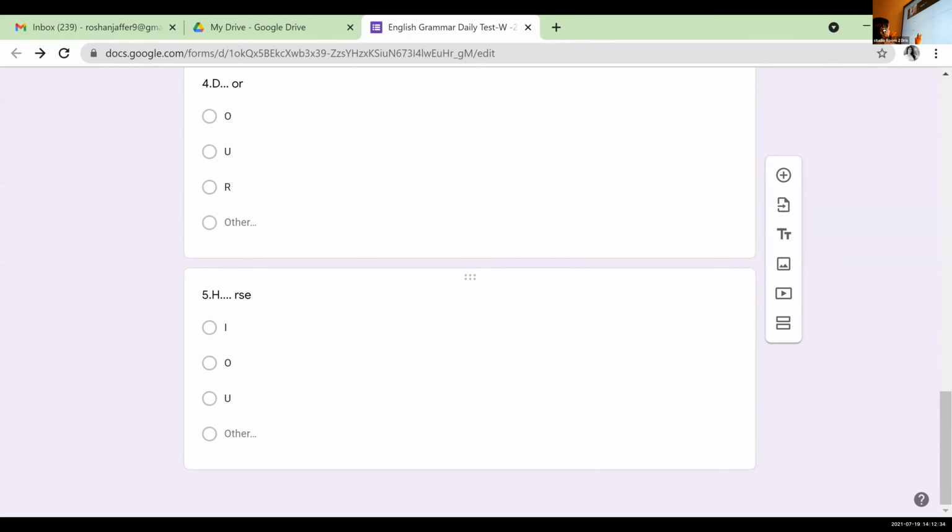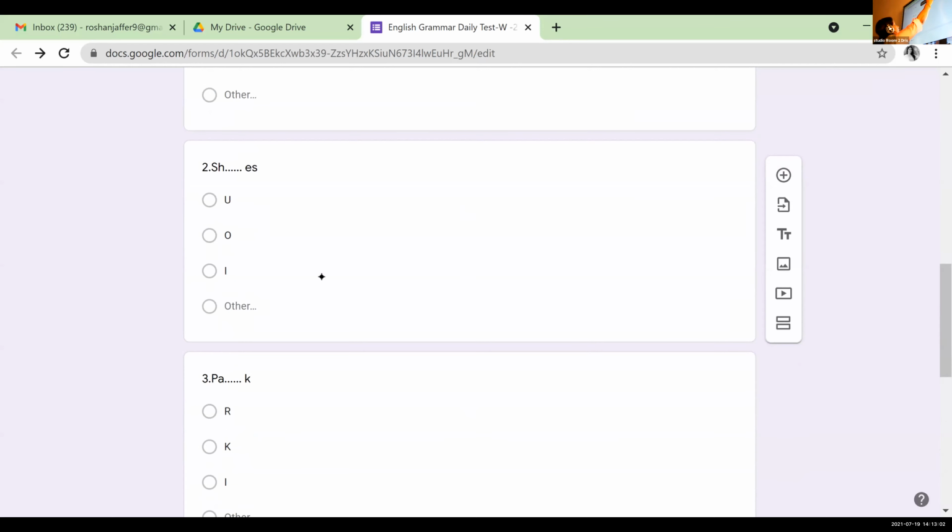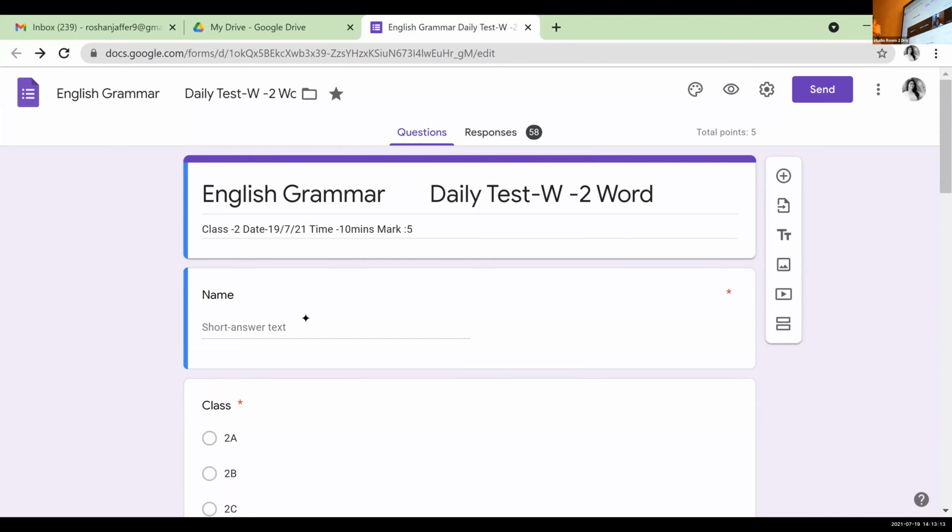And at last, you will get a submit button. Please click on the submit button. That's what you have to do. Only 5 questions I've given you. If you have finished, click on the submit button. Only a few words we have discussed today. So I made a daily test with those words so that we will have practice of how to do it before the examinations. Now let's move on to the responses.